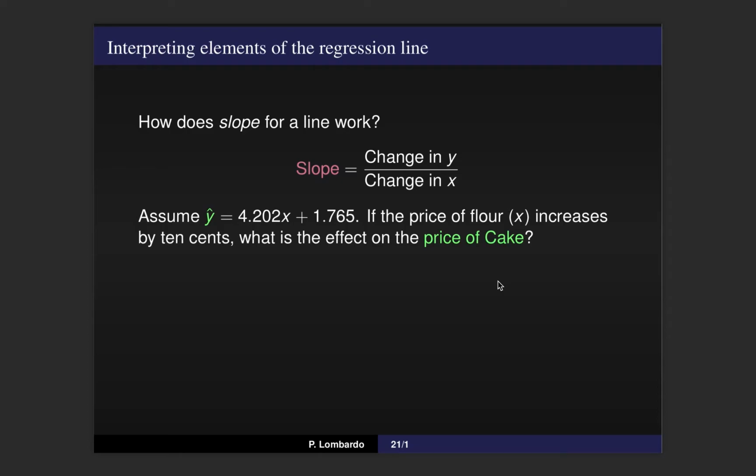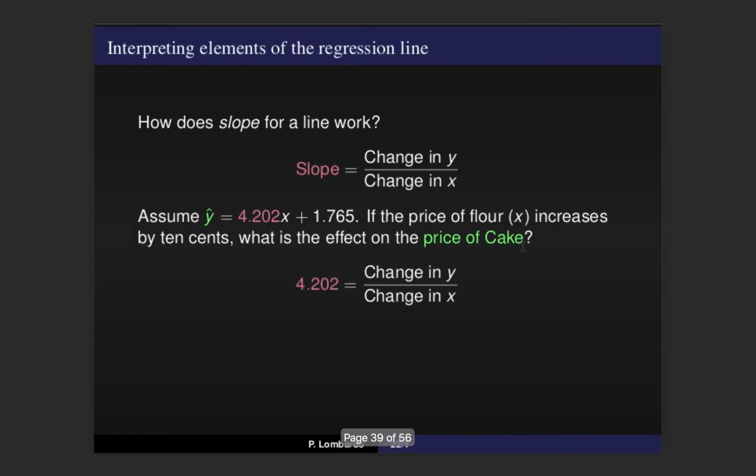So let's go back to our flour and our cake examples. Let's assume that the best predicted value for the price of cake can be given by 4.202 times the price of flour plus this extra little intercept bump of 1.765. So the question becomes, suppose we get an inside tip that the price of flour is going to increase by 10 cents, what's the effect on the price of cake? Well, keep in mind here, the slope of our linear regression line is the 4.202. So in our equation, we're just going to replace slope with 4.202.